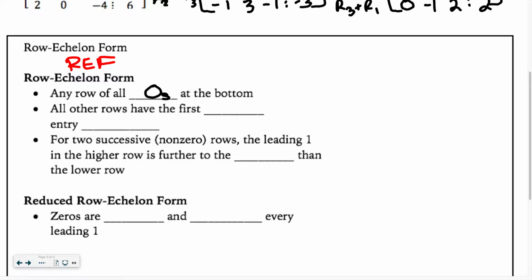Okay. All other rows have the first non-zero entry equal to 1. So your first entry in your row can be a 1, or a 0 or multiple zeros, but after all the zeros has to be a 1, no other number. So your row could look like 0, 0, 1, other stuff, okay, or 1, other stuff. The first thing that's not 0 has to be a 1, is what that's saying.